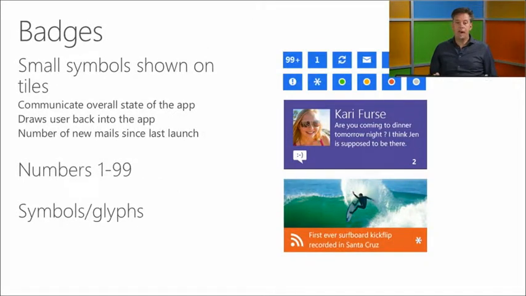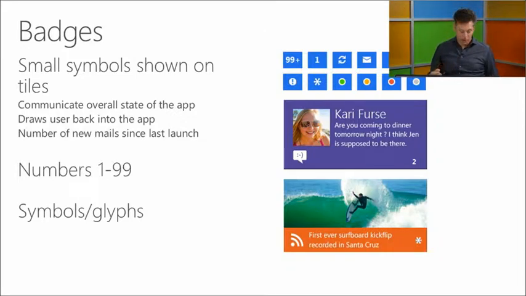You can also use badges. These are the small symbols like we saw with the mail app, where it says how many new mails were there, the 5 for instance. So there's a large collection. You can have the numbers 1 to 99 and these other icons that you can use as a badge on your tile. And this communicates the overall state of an app or of the data. And again, it draws people back into the app.